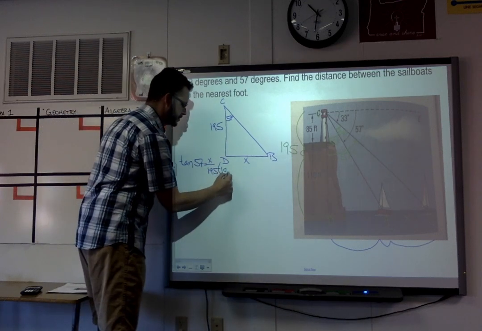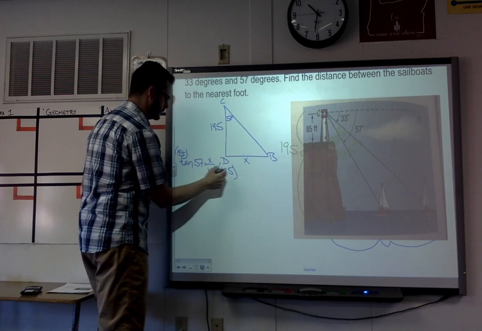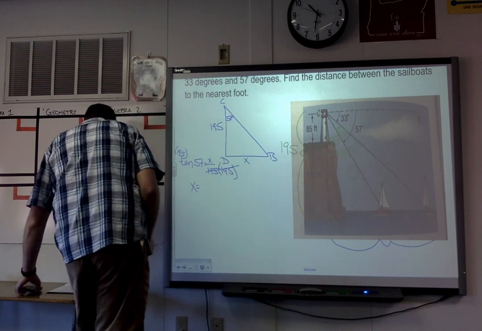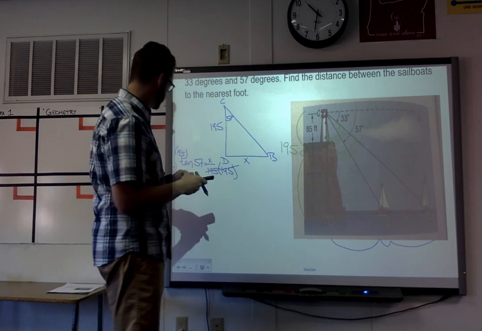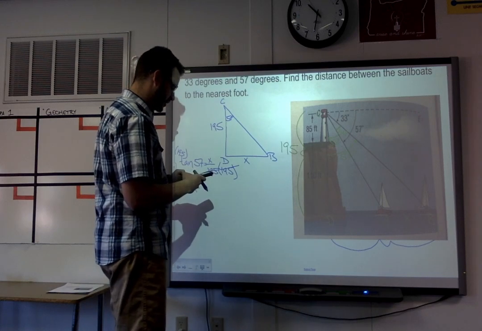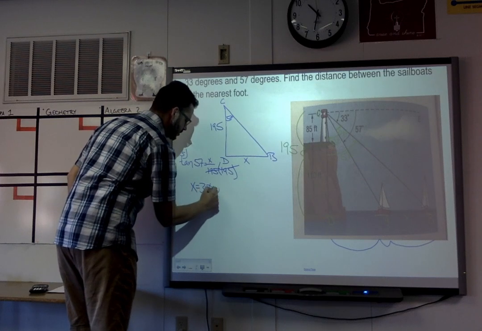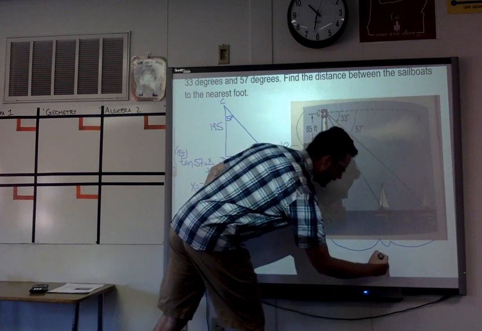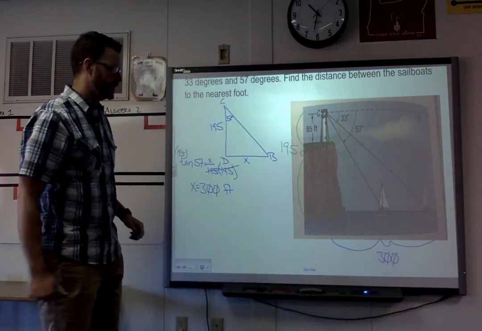Now I multiply both sides by 195. Those cancel, and I get x equals the tangent of 57 times 195, which is going to give me 300 feet. So I can say this distance is 300.